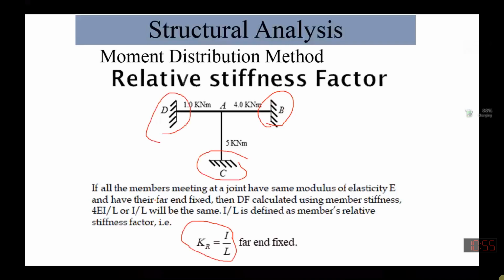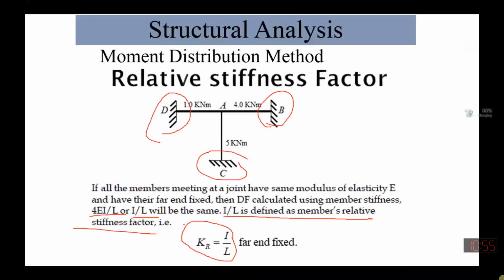So then 4EI over L, this I over L, will remain as I over L. It will be called the relative stiffness factor now. This term will be very rarely used in the exam in this methodology, but we should know what the stiffness factor is for this member, relative to each other.